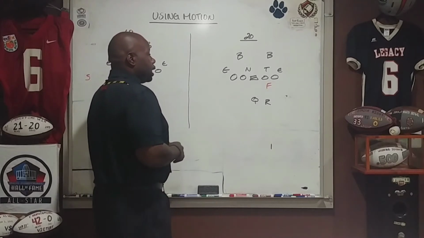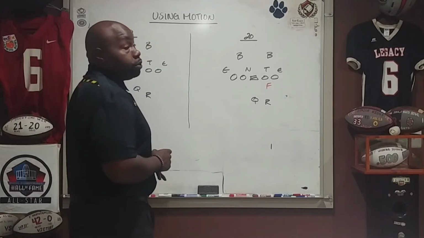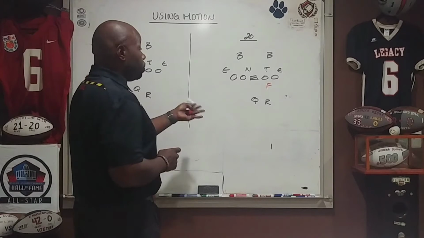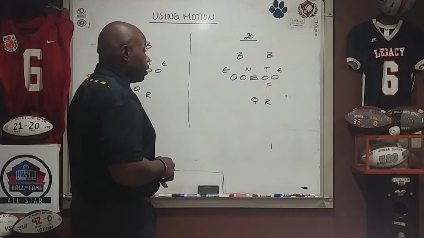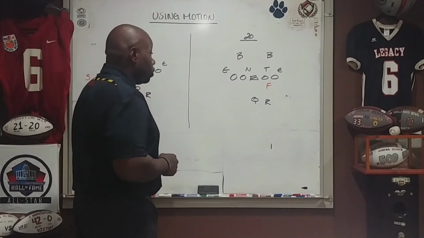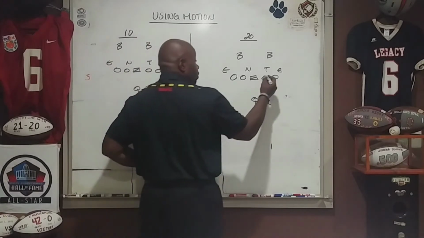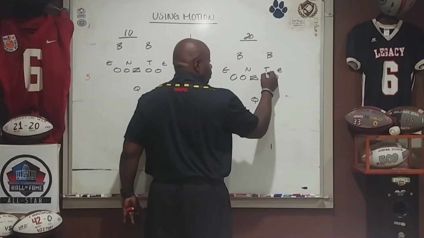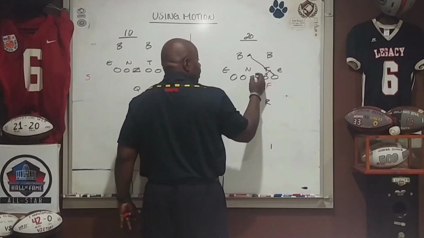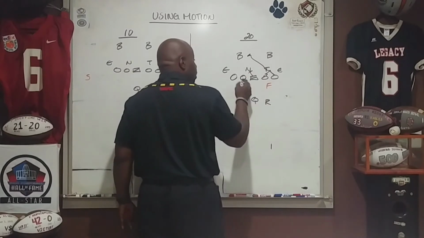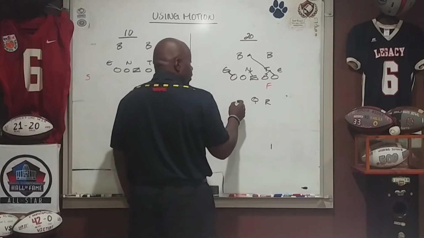Now, when we run our counter it looks a lot like the power, but we're reversing the roles of the pulling guard and the fullback. All right? So, we'll come back and we'll run this counter the same way. We're going to double down to the side that we want to counter, blocking that to the back side, center blocking back.